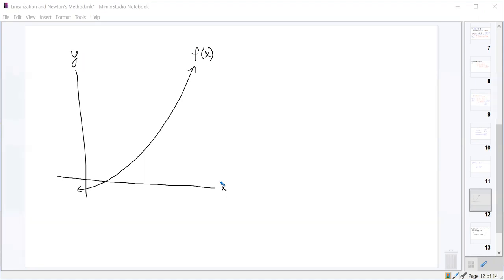f of x equals 0. Zero? No, f of x equals 0, that's true. But I want a numeric answer for the x value. The numeric x-intercept of f of x. What is that number? I want the number. Looking for a number. 7? 3.1? Pi? I don't care. What is it? 1.